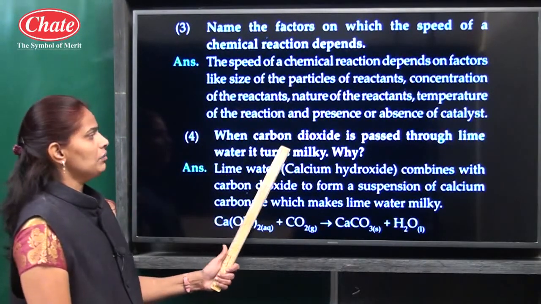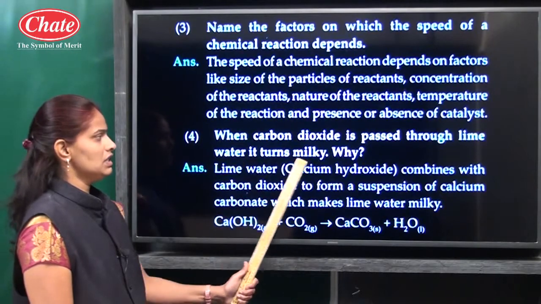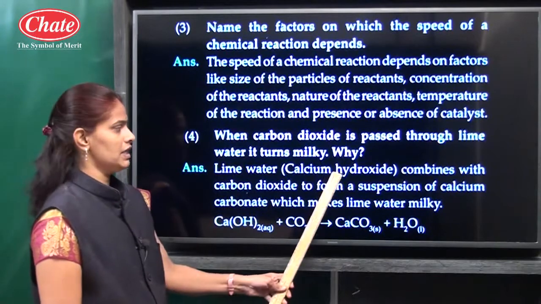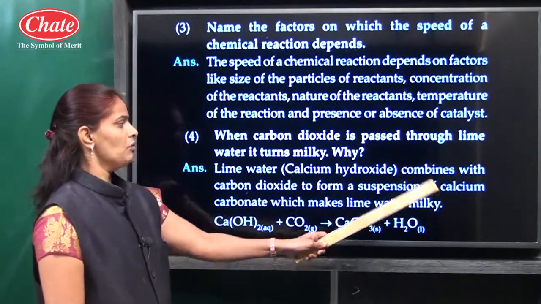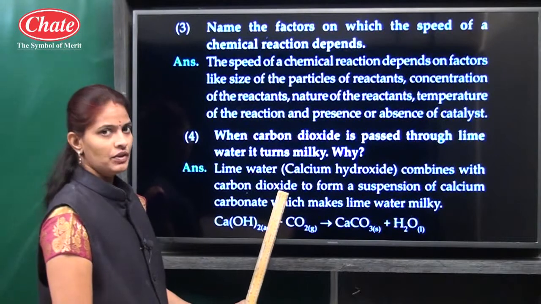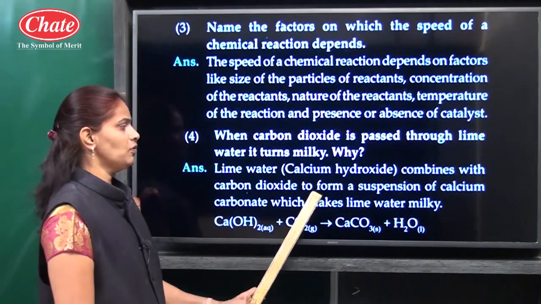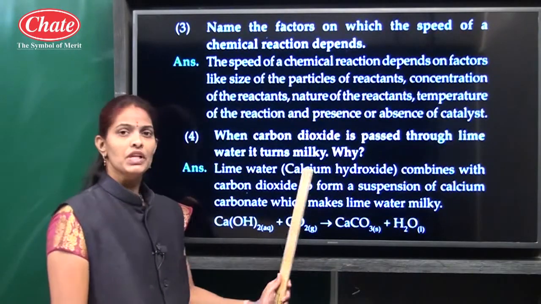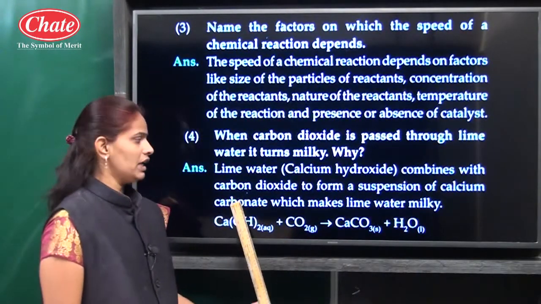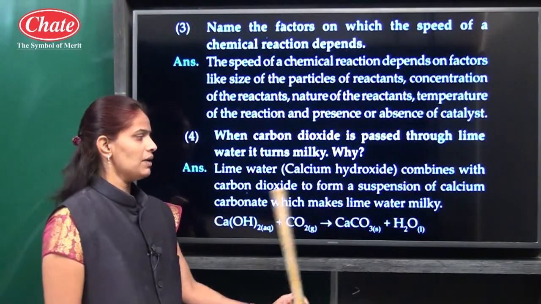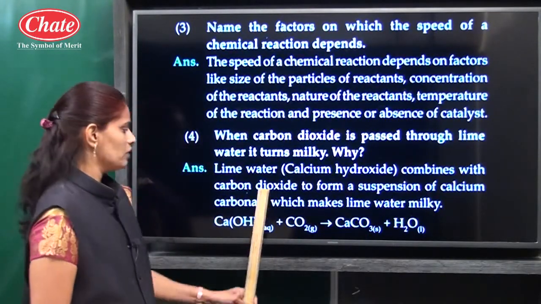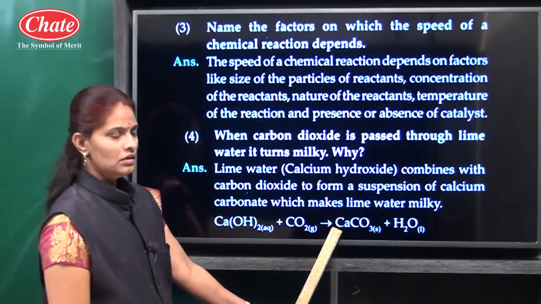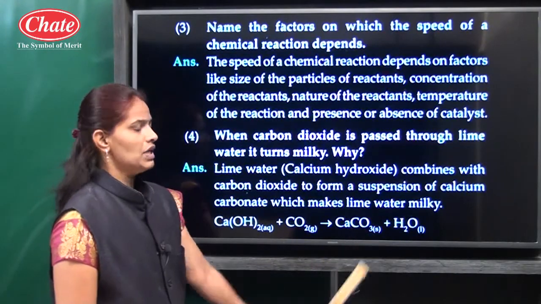Then, when carbon dioxide is passed through lime water, it turns milky. Why? We know lime water means calcium hydroxide, Ca(OH)2. Okay, it combines with carbon dioxide to form a suspension of calcium carbonate. Suspension of calcium carbonate means insoluble calcium carbonate is formed, which makes lime water milky. So the reaction is like this: Ca(OH)2 plus CO2 gives insoluble CaCO3, that is precipitate, plus H2O.